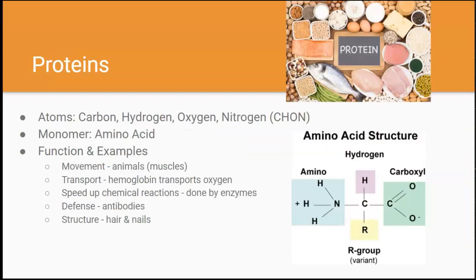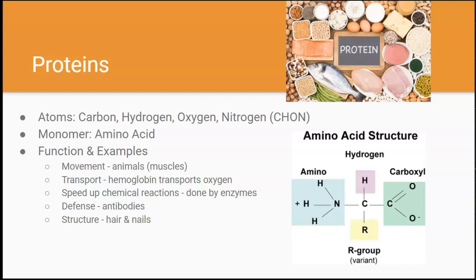Our third example is proteins, and proteins are found in nuts and fish or chicken or steak, eggs, dairy products like yogurt or cheese, anything that is protein heavy. You might be more familiar with this just because it's talked about a lot with people exercising and trying to build up muscles. They eat a protein heavy diet.